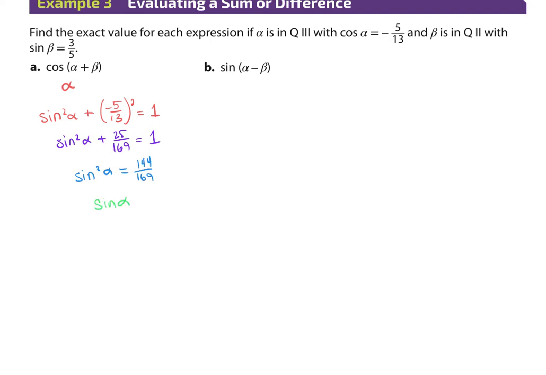Sine can be positive or negative, but it told me some important information up here at the top. What quadrant is alpha in? So is my sine positive or negative? My sine is negative. So it's negative square root of that, which is negative 12 over 13.